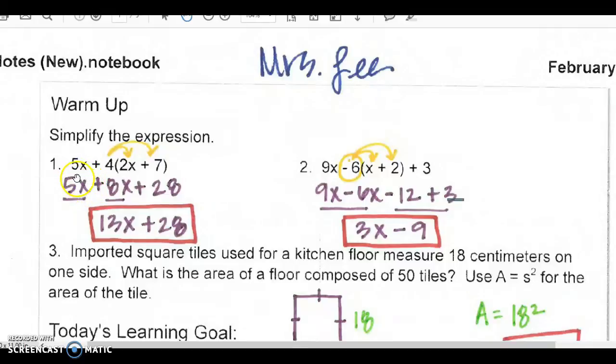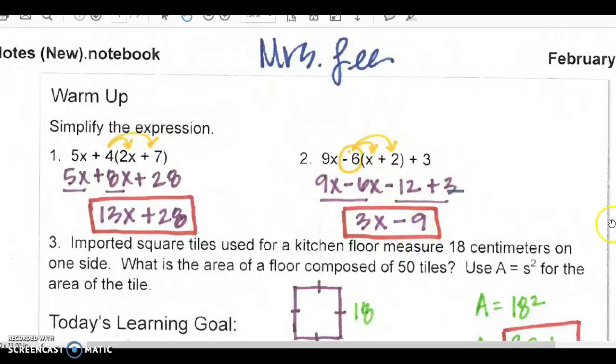For the 9.1 warm-up, take a look at simplifying this expression, distributing the 4 through the parentheses: 5x plus 8x plus 28. You can only combine the 5x and 8x, which becomes 13x plus 28. Over here, the main thing to remember on number 2 is to distribute a negative 6 through. So 9x minus 6x minus 12 and then plus 3. So those signs change. Be very careful of that. 9x minus 6x is 3x, and a negative 12 and a positive 3 is negative 9.